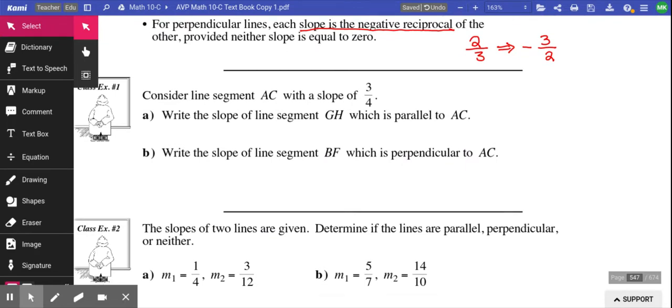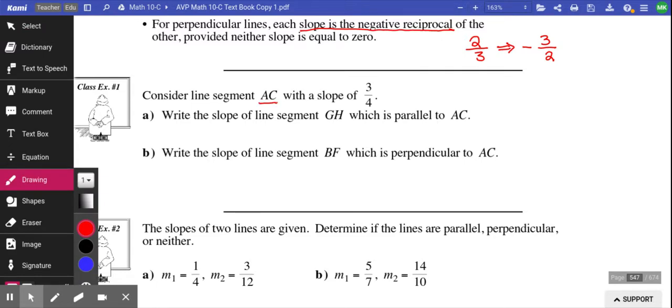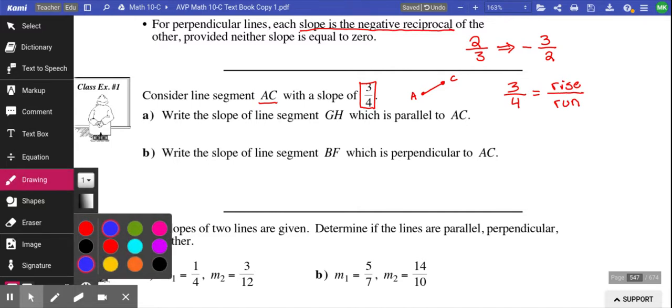Let's try some questions. So class example 1. Consider the line segment AC. So that means you have a line from A to C. Line segment AC with a slope of 3 over 4. Just a reminder, that means 3 over 4 equals the rise over the run, right? That means it's rising 3 and then running 4 on your slope. Part A, write the slope of line segment GH, which is parallel to AC. Parallel means same slope.